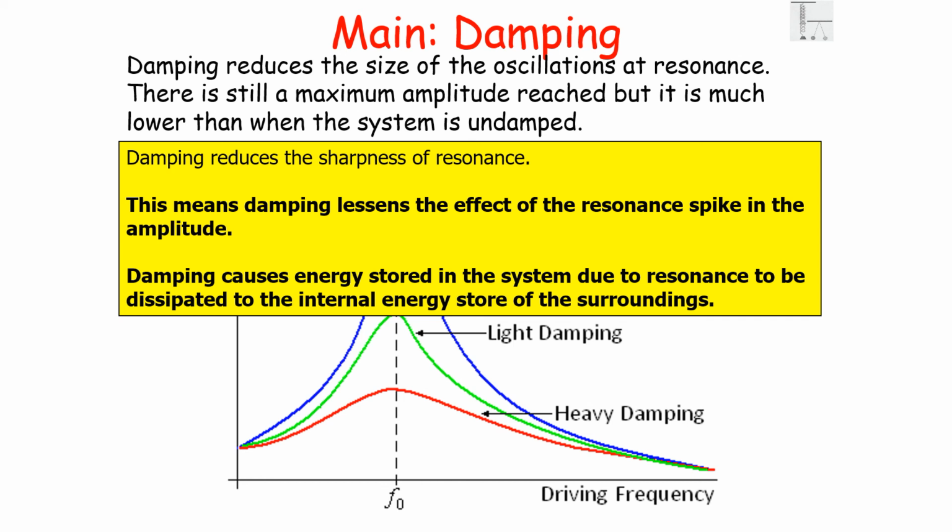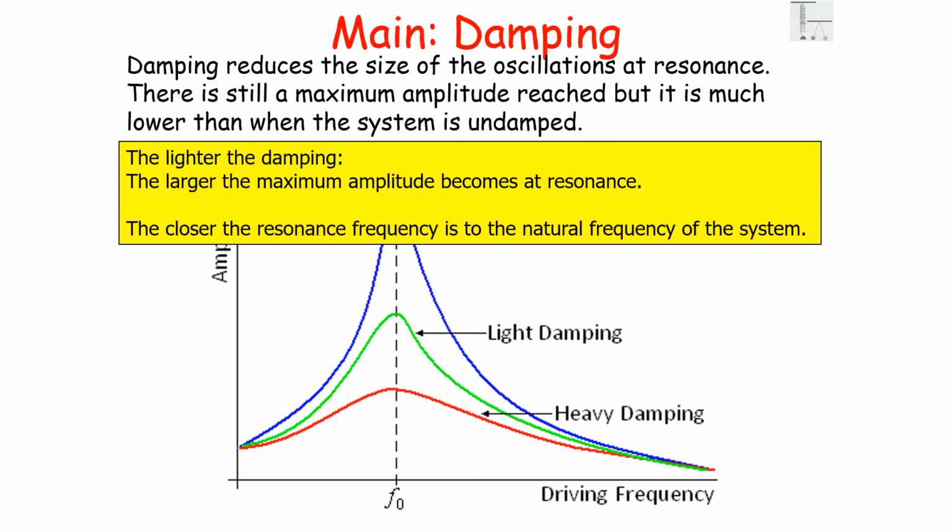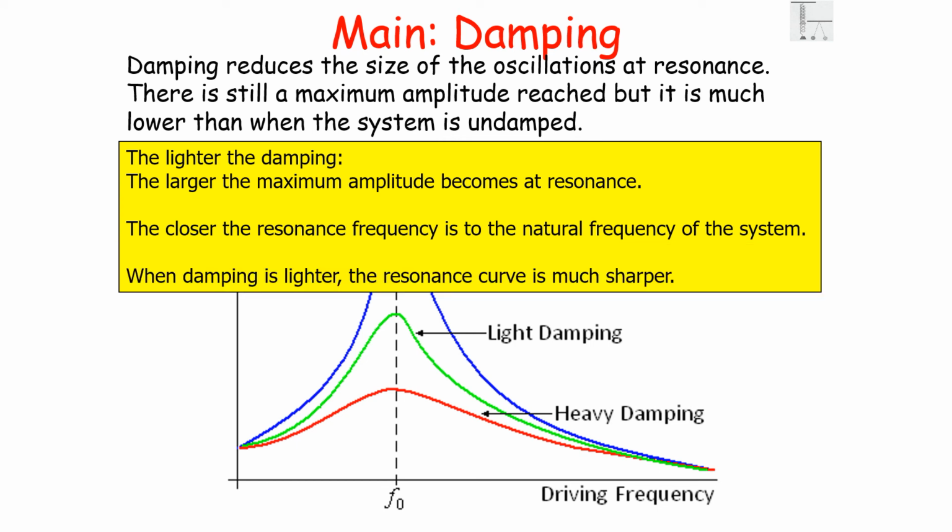So this tells us that damping reduces the sharpness of resonance. It lessens the effect of the resonance spike in amplitude and causes energy stored in the system due to resonance to be dissipated to the internal energy store of the surroundings. So the lighter the damping, the larger the maximum amplitude in resonance, the closer the resonance frequency is to the natural frequency, and when damping is lighter, the resonance curve is much sharper.